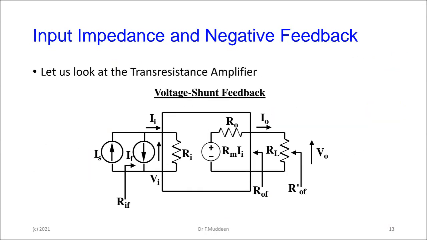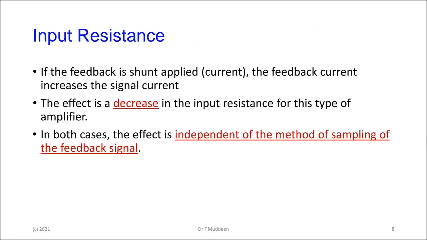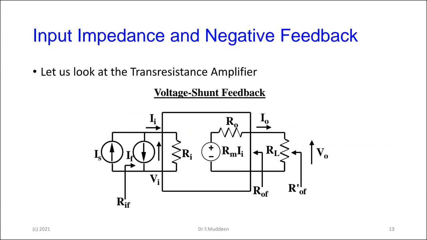So let's see now voltage shunt feedback. Voltage means we're sampling voltage, but we're sending back current. Remember, if we go back to our slides, if the feedback is current or shunt applied, what we're supposed to see is that the input resistance goes down. That's the opposite of what we just had. The voltage series feedback went up, we just showed that. Let's see what happens with the shunt feedback now.